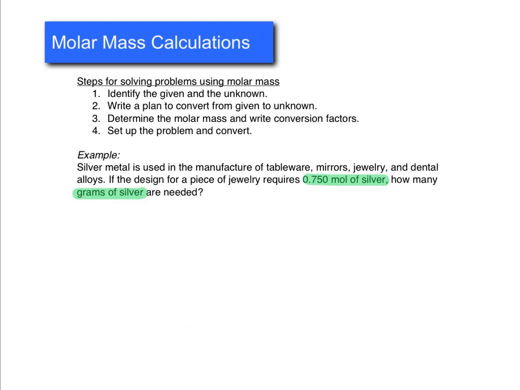Okay, so then we need to write a plan. So we want to get from moles to grams, and the way to get there is molar mass. Okay, and so in the case of silver, the molar mass is 107.868 grams. And remember I said we can write this as a conversion factor, so that's grams of silver in 1 mole. So we can write 107.868 grams over 1 mole.